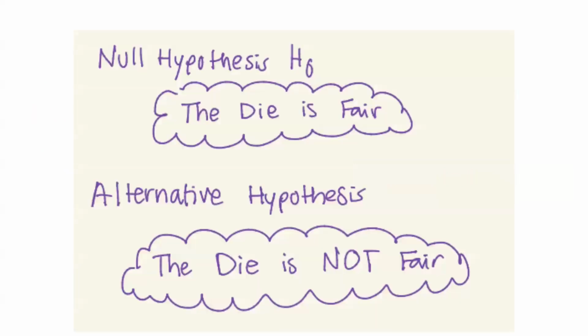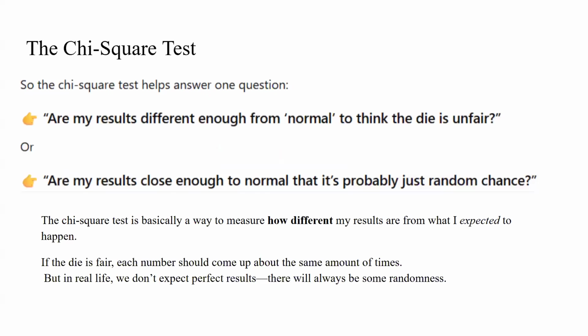So, a little background: what is my null hypothesis for this experiment? The die is fair. What is my alternative hypothesis? That the die is not fair.